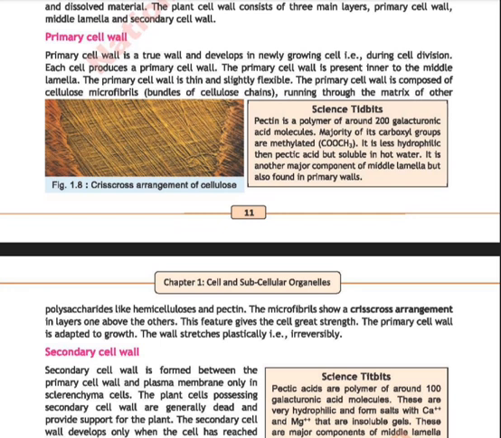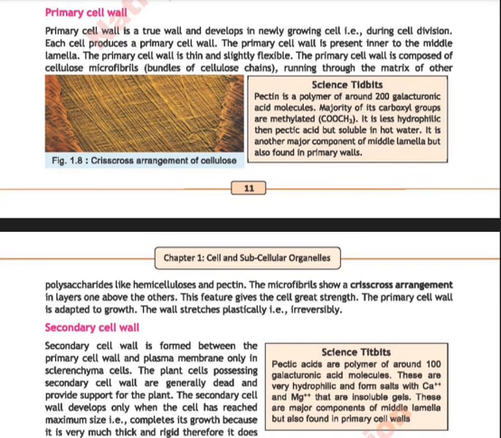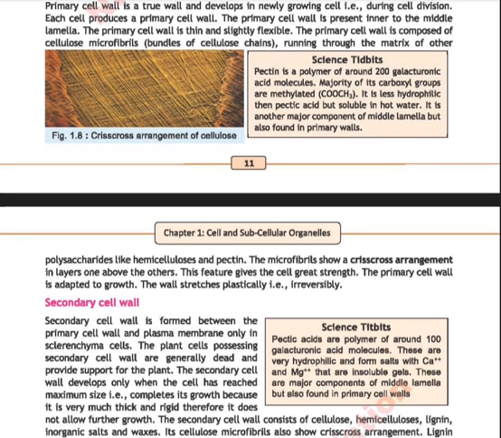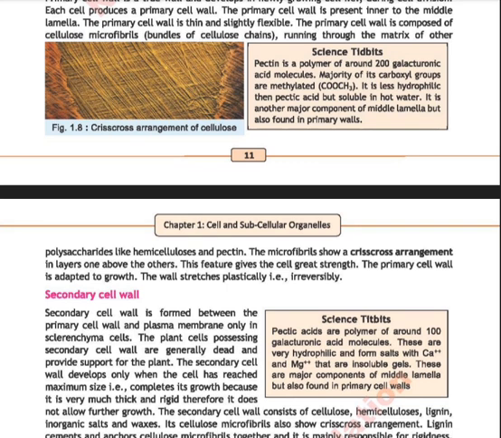The plant cell wall consists of three main layers: primary cell wall, middle lamella, and secondary cell wall. Primary cell wall. Primary cell wall is a true wall and develops in newly growing cells during the cell division. Each cell produces a primary cell wall. The primary cell wall is present inner to the middle lamella. The primary cell wall is thin and slightly flexible.